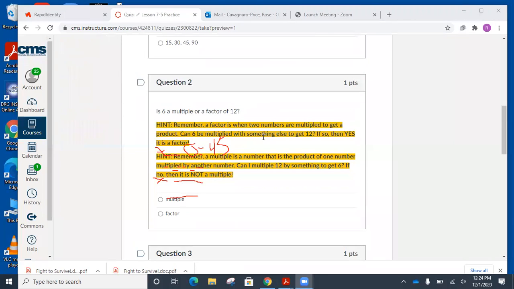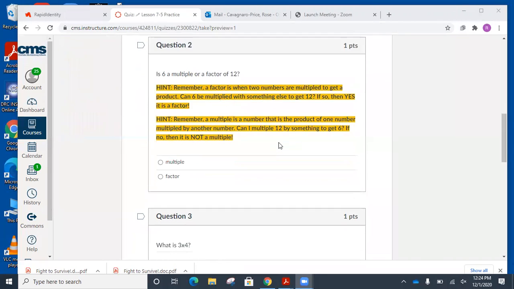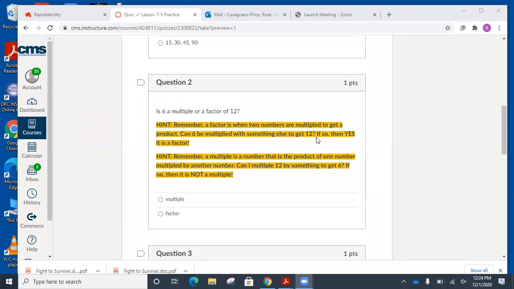All right, let's look at one more problem. Let's look at this one. Is 6 a multiple or a factor of 12? Well, I gave you some hints here. I said, remember, a factor is when two numbers are multiplied to get a product. You have to ask yourself, can 6 be multiplied by something else to get 12? If it can, then it would be a factor, okay? Can 6 be multiplied by something to get 12? 6 times something equals 12. If there's a number here that would equal 12, then it would be a factor.